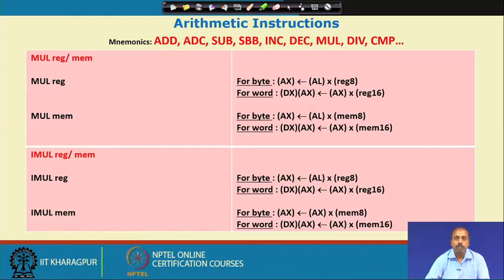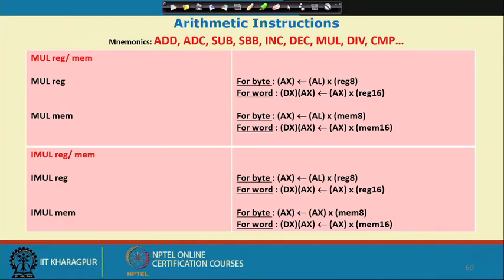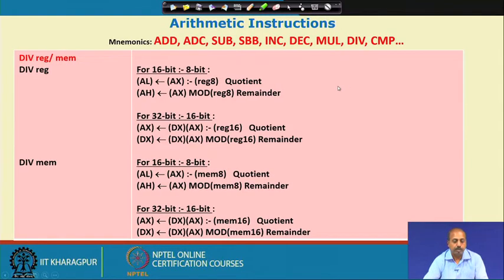On the other hand, if you are doing 16-bit multiplication, then whatever register you mention, it is assumed that AX is the other source operand. This 16-bit register content is multiplied by AX, and the result is a 32-bit value stored in the DX and AX registers. DX holds the higher-order 16 bits and AX holds the lower-order 16 bits. Similarly, we have integer multiplication and division operations, which are similar to multiplication and division.